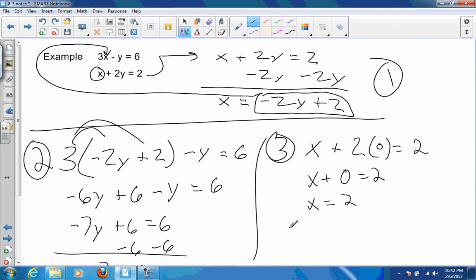So for our first one, we get a solution of 2, comma 0. Remember, you have to have this in your final answer. Also remember what this means is that if you were to graph these two lines, they would intersect at this point. This is the point they share in common.